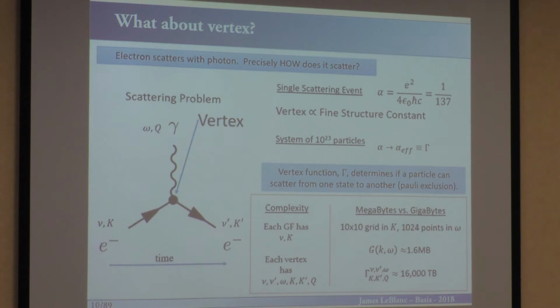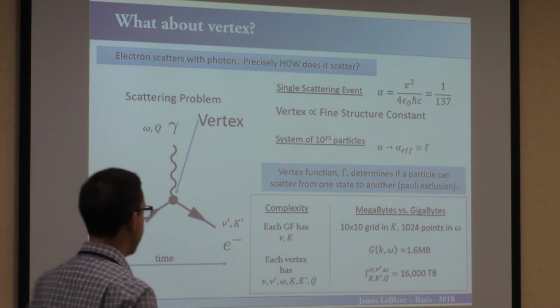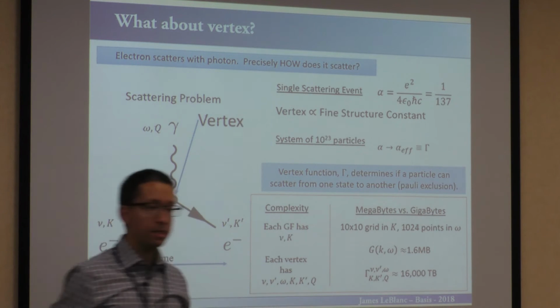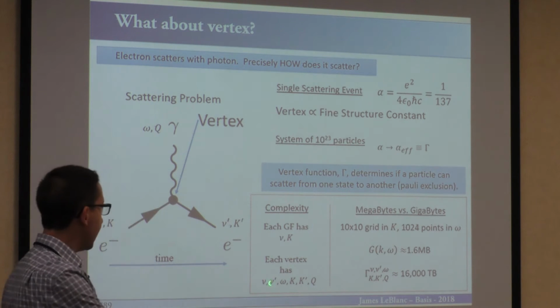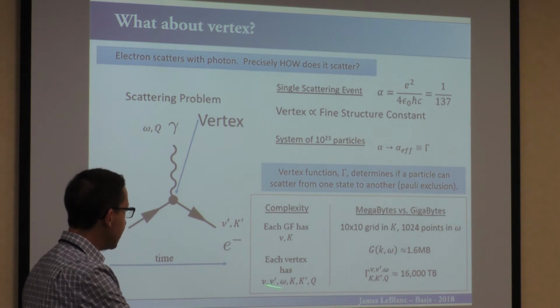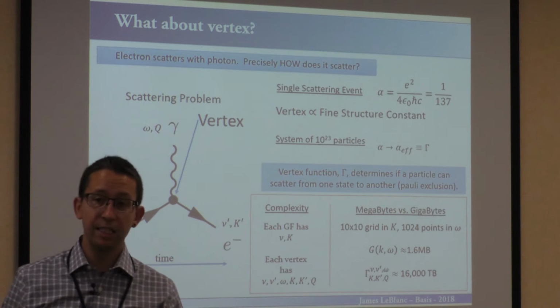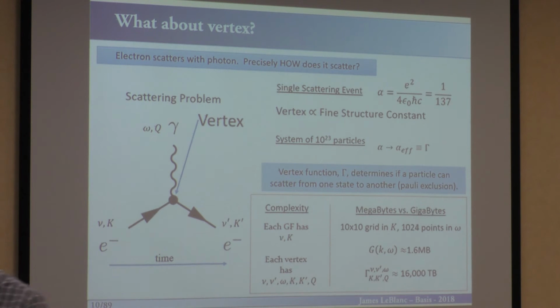One of the issues computationally is that if I'm writing a computer code and I want to write down my Green's function, my Green's function has two variables. Each Green's function has an energy nu and a momentum k. Each vertex that's a four-point vertex actually has two fermionic frequencies, a bosonic frequency, two momenta associated with the fermions, and one scattering Q vector associated with the boson. So we've gone from a two-dimensional object up to a six-dimensional object.